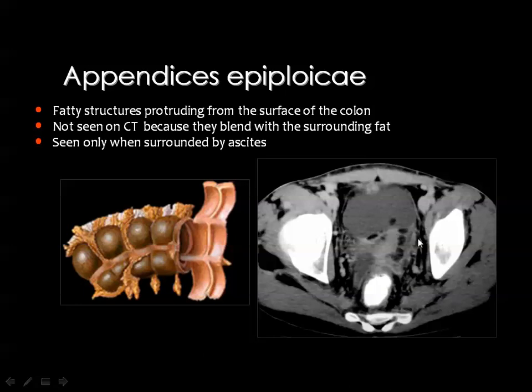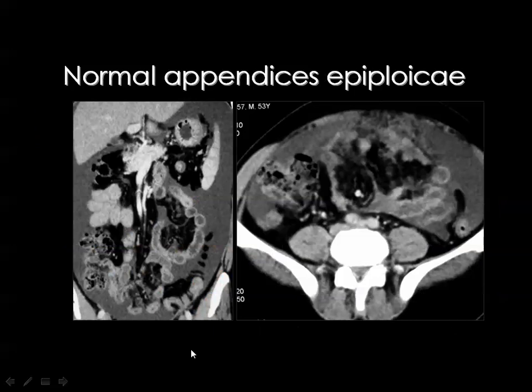Then if you see this ascites and you see, at the wall of the colon, multiple fat containing projections arising from the colonic wall, this is also a good presentation for appendices epiploicae. This is fat, not air, protruding from the wall of the colon, and this is one of the appendices epiploicae, which is prominent, as you can see. And you remember, you cannot see these appendages normally unless the patient has ascites.